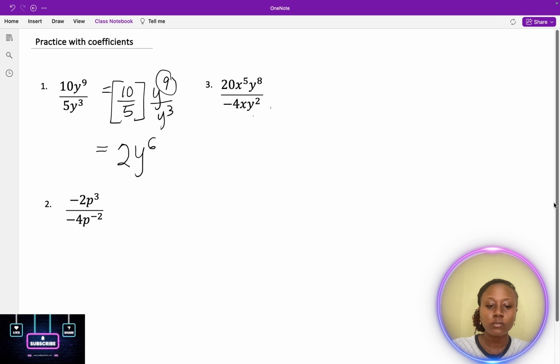Number 2, we're separating the negative 2 and the negative 4. I'll place those in square braces. Now we have p to the third power being divided by p to the power of negative 2.